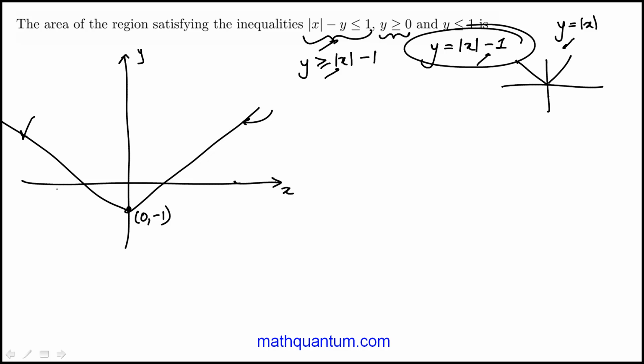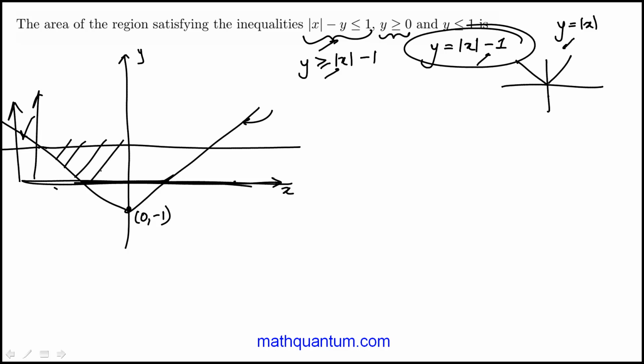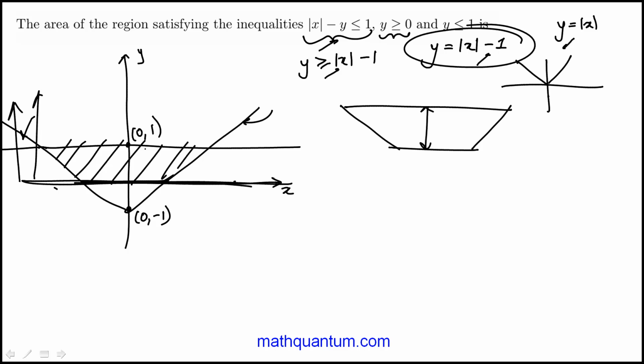We're being asked y greater than or equal to 0. So we're looking at this region here, above this point, and then y is less than 1. So something like that. We're looking at this region, which is a trapezoid. So I need to figure out the height, and that's the easier part because this point is 0, 1. That's the origin. So the height is 1.